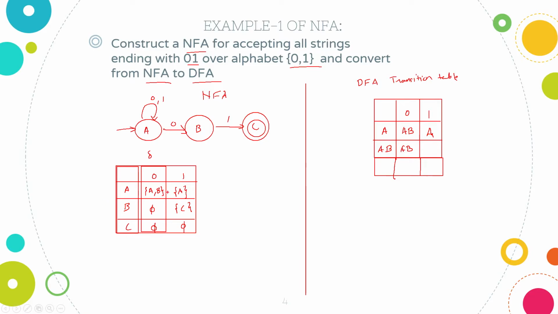And if you get an input of 1 when you are in state AB, you again do the union operation and then do the concatenation operation. So you get AC over here. So you go to state AC. Now we have taken care of AB.